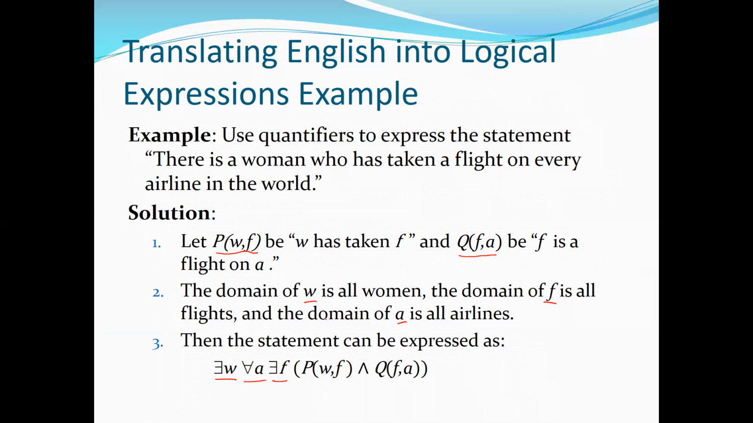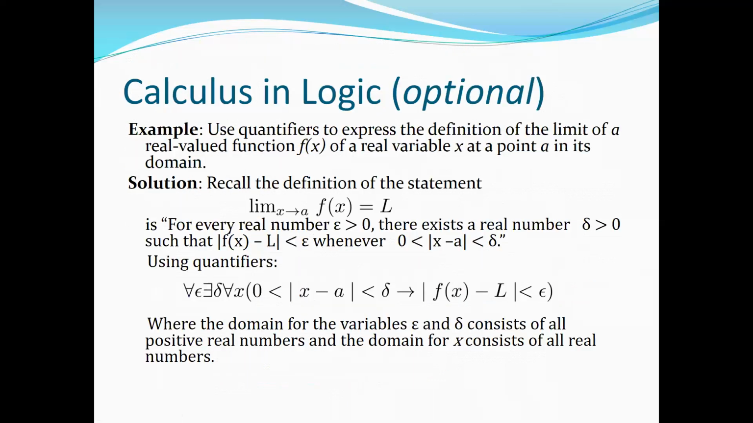Okay. So P of w comma f means the woman has taken that flight. Q of f comma a means that flight is available in that airline. And if this is true and this is also true, there is an AND operator, right? So there exists a woman, for all airlines, there exists a flight such that P of w comma f and Q of f comma a. So this is the logical expression to represent the statement that there is a woman who has taken a flight on every airline in the world, right? So let's talk about some calculus in the logic.